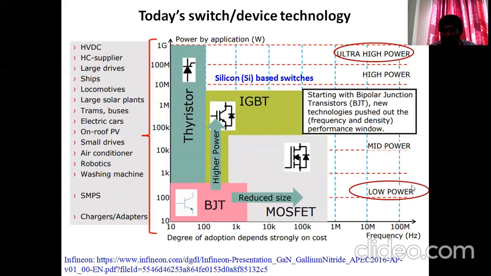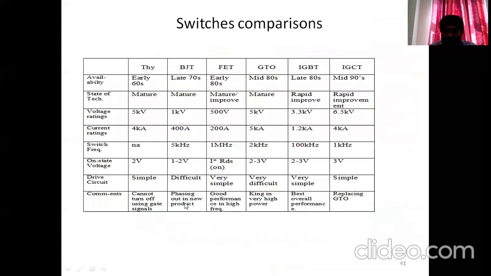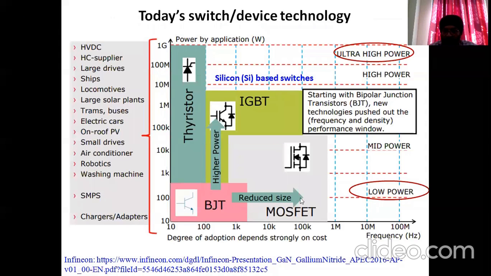This is another way of showing that this is for ultra high power applications. Thyristors are used for high power. IGBTs are used for mid power or upper mid power and all this handling capabilities. For low power, MOSFETs and BJTs. BJTs are now, you can say, phasing out. So the MOSFET family is actually being used for low power or ultra low power applications, just like in mobile phones, smartphones, and laptops.